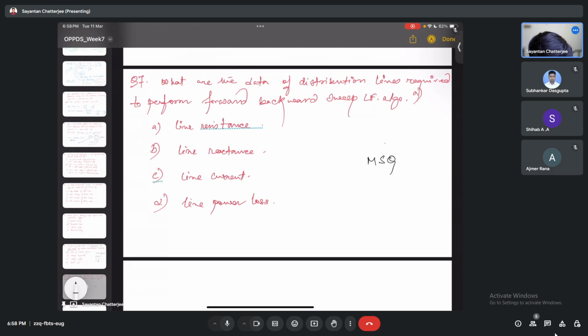This is an MSQ question. What are the data of distribution lines required to perform the forward backward sweep load flow algorithm? B and C. So data of the distribution lines, right? So A and B. Yes, line resistance and line reactances are required.